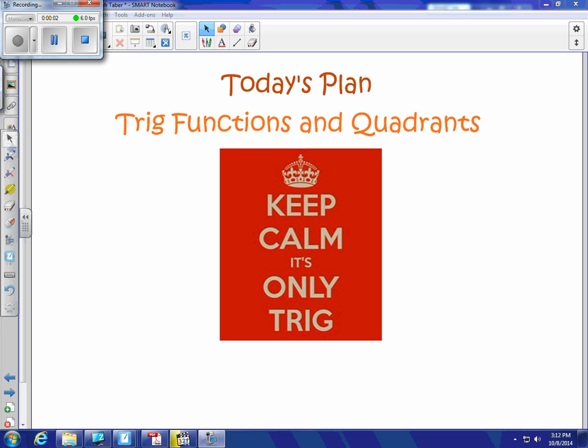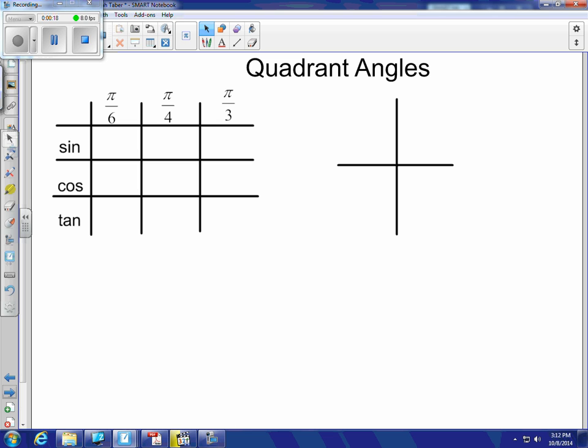Okay, today's plan is trig functions and quadrants. We're going to figure out how to find what the sine or cosine of an angle is, or honestly, even tangent. Okay, well, I don't think we'll do any examples of that today. Okay, so hopefully all of you remember your table.